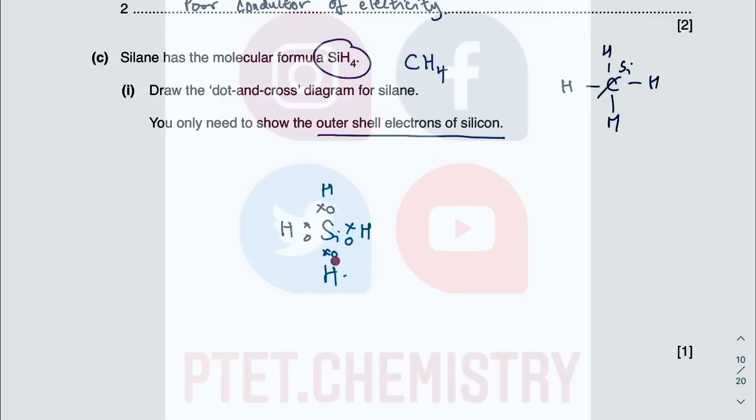Electrons are electrons. The whole idea of drawing this dot and cross to students is so that you know that one comes from each one. By the time they are bonded, you can't tell the difference. Electrons are electrons, okay? This is a normal covalent bond because one comes from silicon, one comes from hydrogen. We don't show two cross or two dot, right?